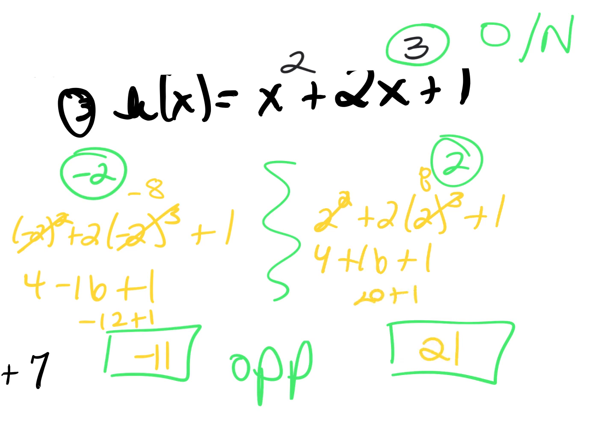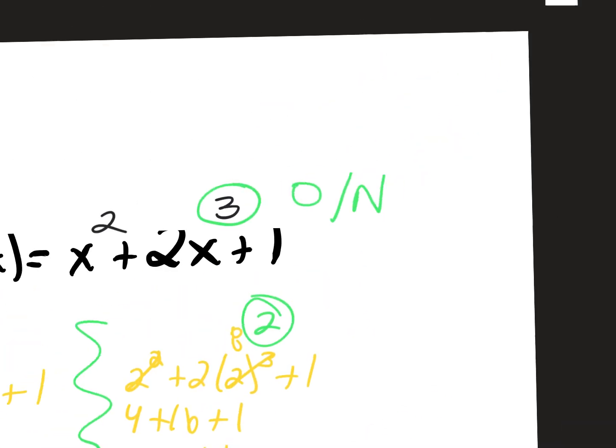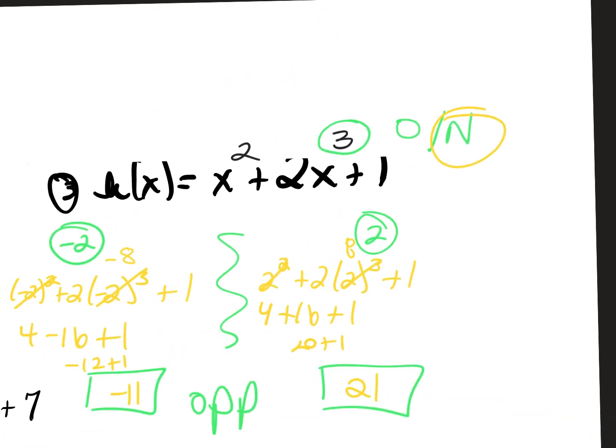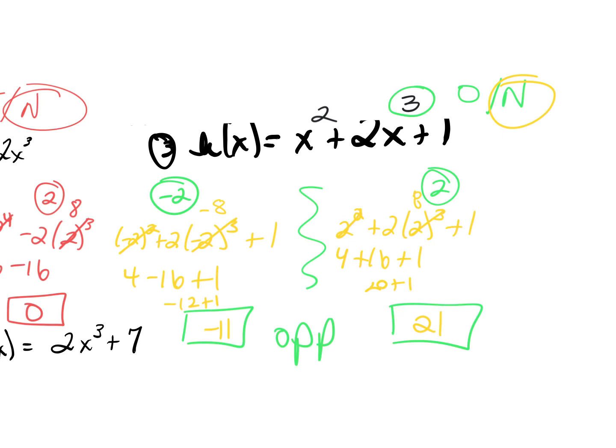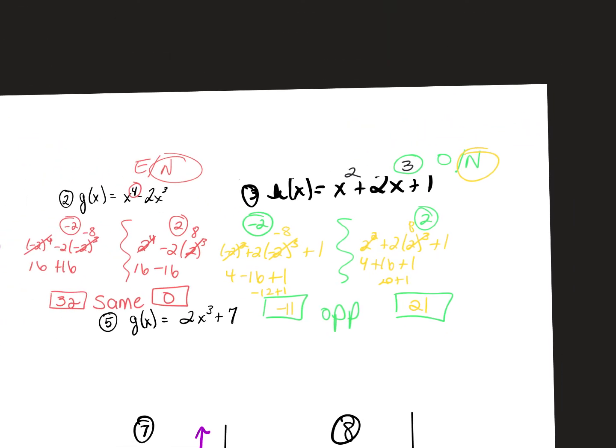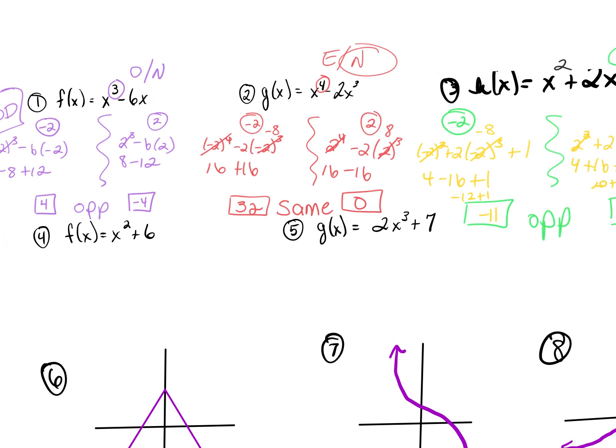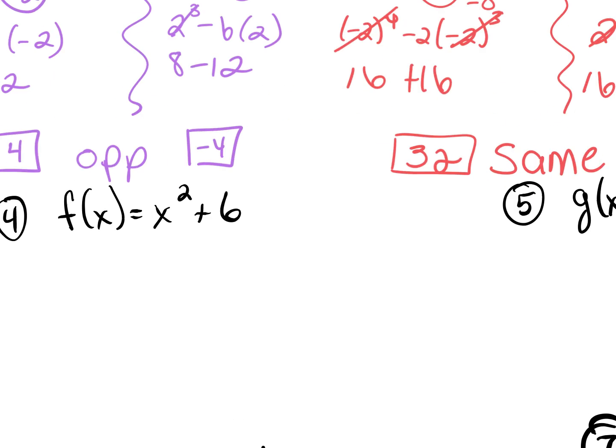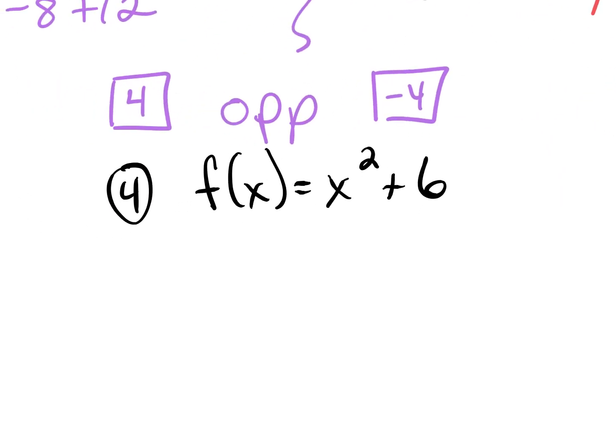Are those numbers exact opposites? No, they're opposite signs. Agreed, one's negative, one's positive, but it's not -11, +11. It's not -21, +21. They have to be exact opposites. So my answer here would be neither. Questions? Is this super hard? Okay, good. All right, let's look at number 4.